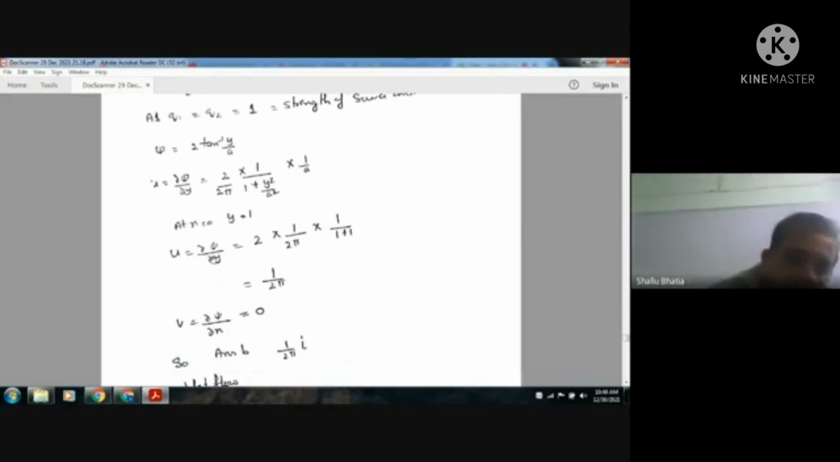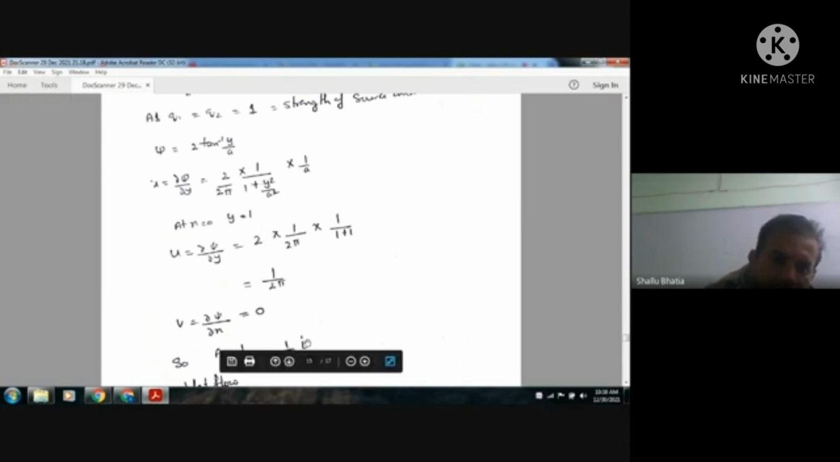Here, u is the partial of psi with respect to y, because of stream functions like that, and v is the negative partial of psi with respect to x. There is no x in this, so v is zero, and there is y in it. So at x 0, y 1, it will be 1 by 2 pi. So the answer is u equal to 1 by 2 pi and v equal to 0.